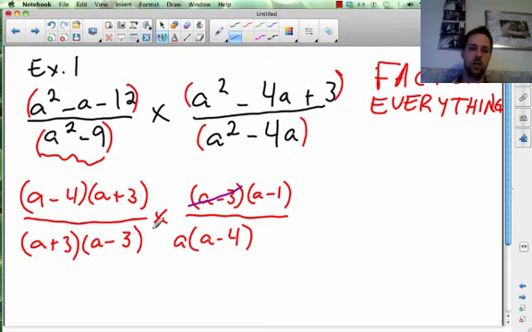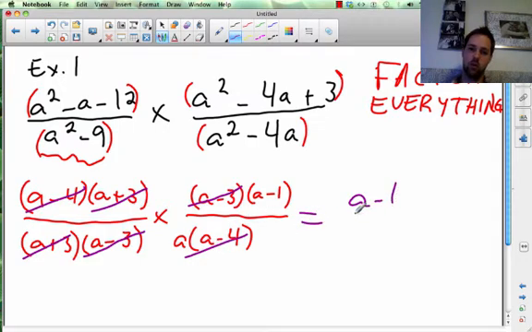a minus 3 will cancel with a minus 3. The factors have to be identical in the numerator and denominator in order for you to cancel them off. But if they are, they just completely disappear and leave you with 1, which obviously doesn't change anything when you multiply. So the a plus 3's will cancel off. We have an a minus 4 over here and an a minus 4 here. And all we're left with then is an a minus 1 on top and an a on the bottom.